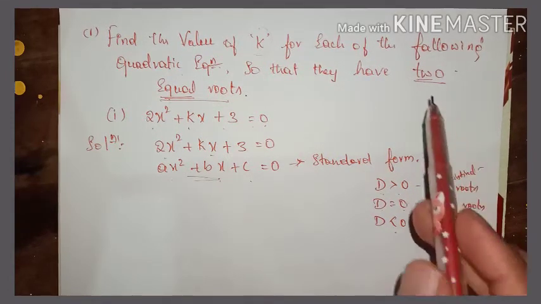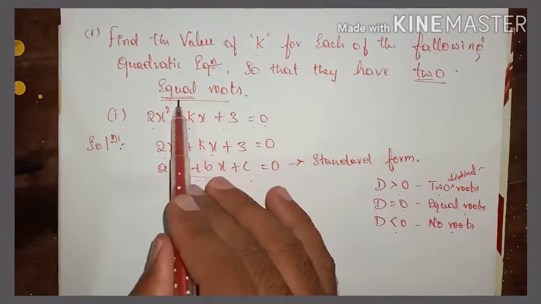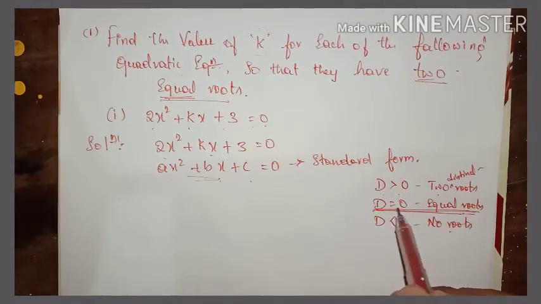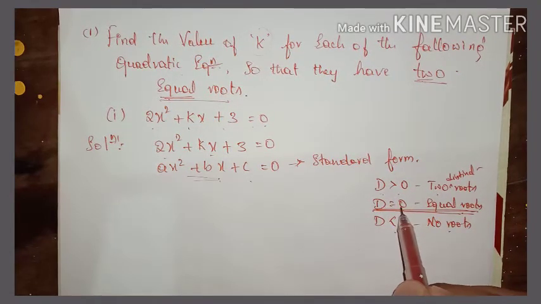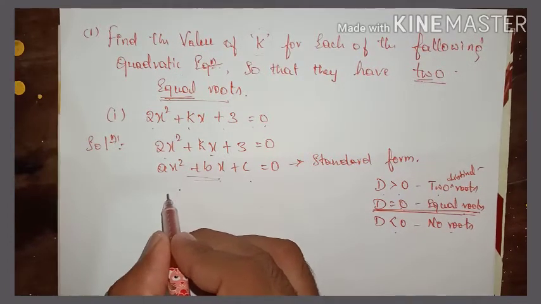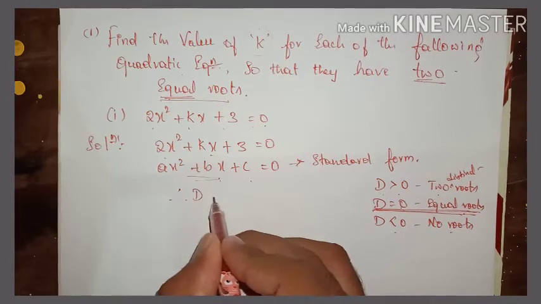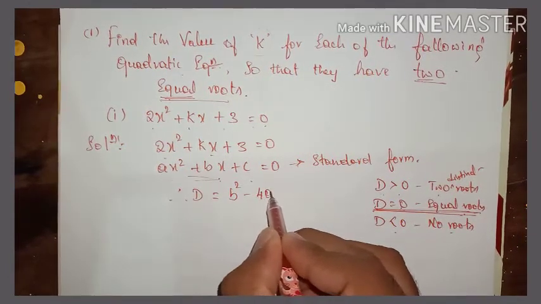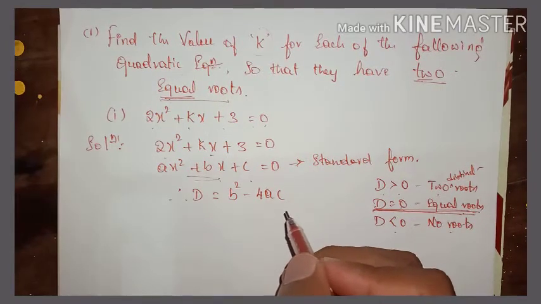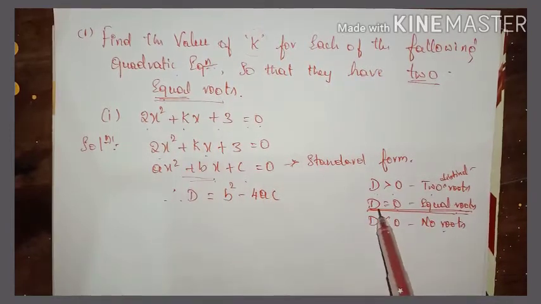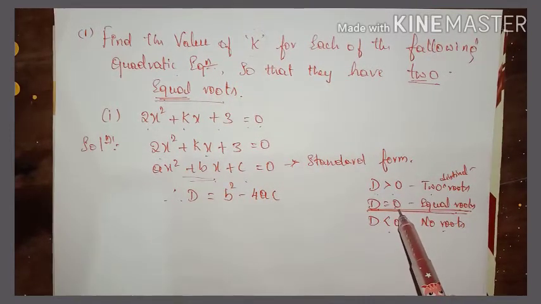Now, by the question, we come to know that there are two equal roots. So we can easily assume that the discriminant is equal to 0. So what is the discriminant? As we know, the discriminant is b square minus 4ac. As the question says two equal roots, the discriminant is 0.